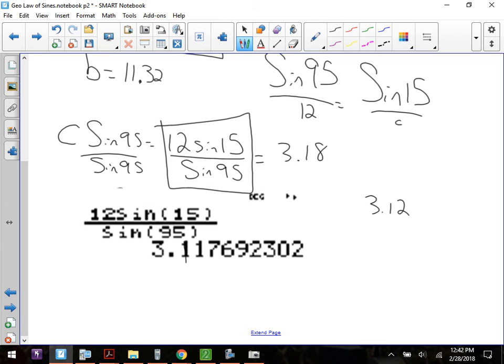He's not wrong. I wouldn't mark any points off. I'd make a little note, say you rounded the wrong spot, but you did everything right. Okay? I'm not out here to get you.